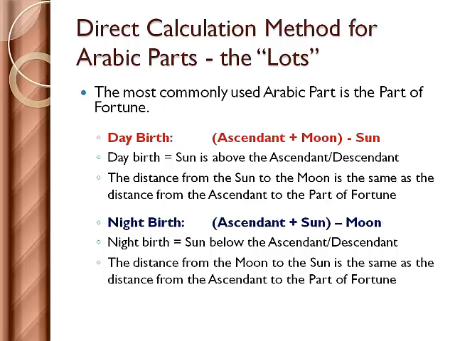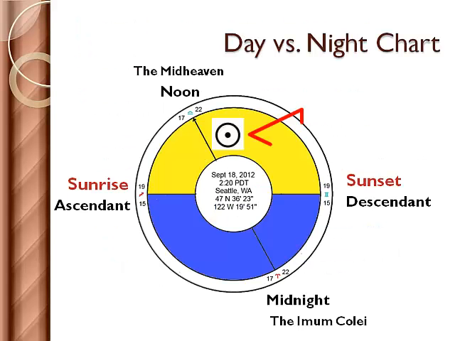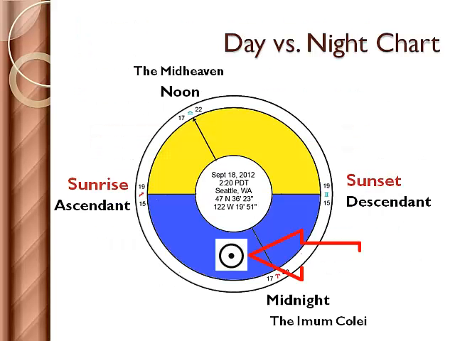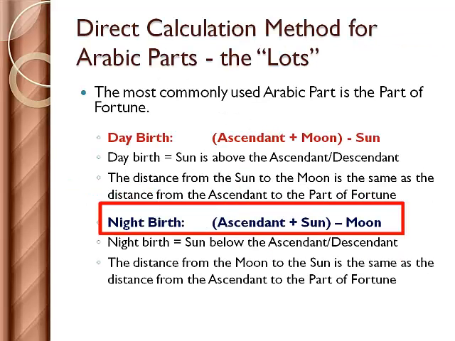The Arabic parts are calculated using different points and planets in the chart. The part of fortune is the most commonly used, and it has two different formulas. If you're born during the day with the sun above the ascendant, you calculate the ascendant plus the moon and subtract the position of the sun. If you're born at night, where the sun is below the ascendant-descendant line, then it's ascendant plus sun, subtract the moon.